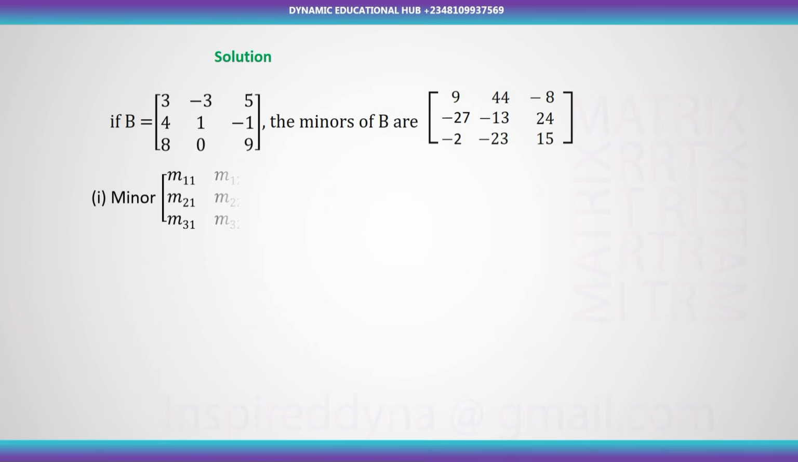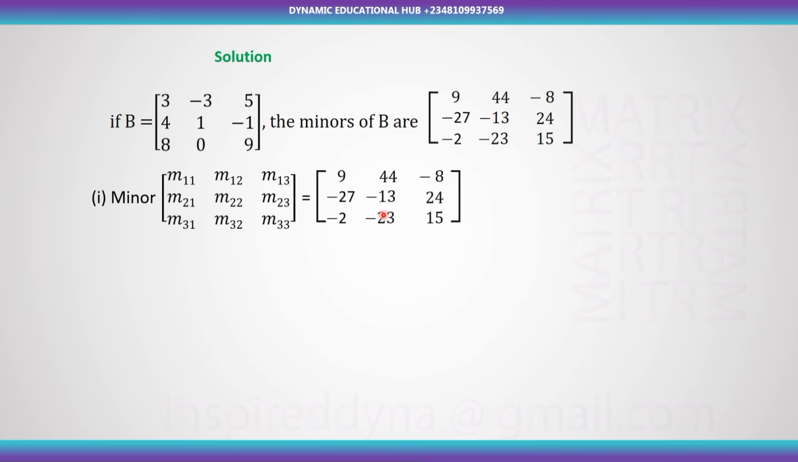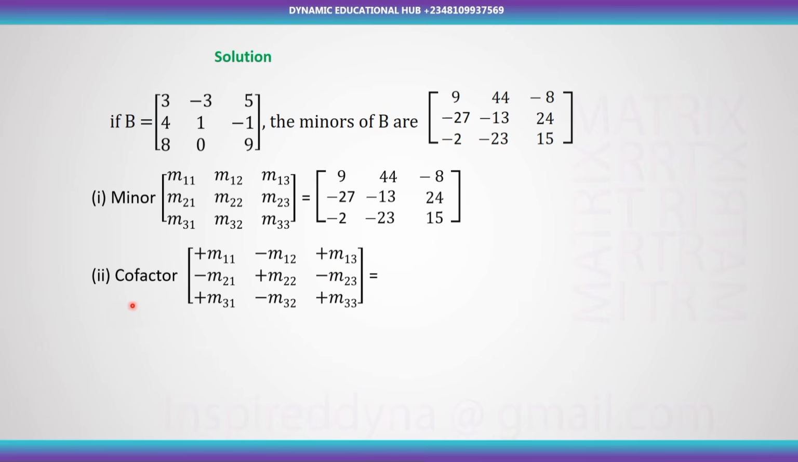This is the first question which we have solved. The second question asks us to find the cofactor. And what is a cofactor? We are considering the positional sign. So we have plus, minus, plus. What this implies is that whatever element is here, the sign will not change because it is positive. If it is negative initially, it will still be negative. If it is positive, it will still be positive.